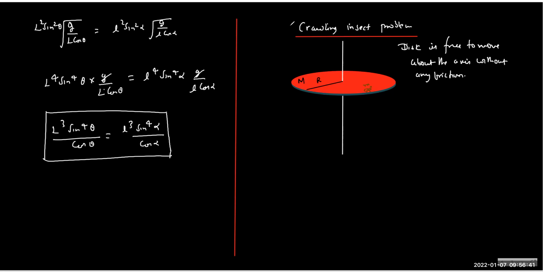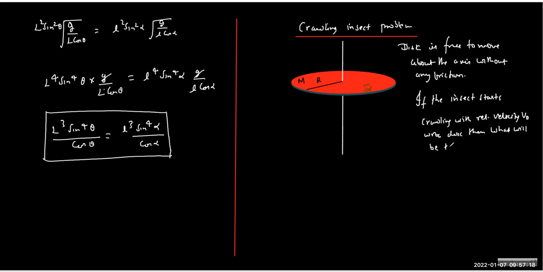The question is, if the insect starts crawling with a relative velocity V naught with respect to this, then what will be the omega of this?